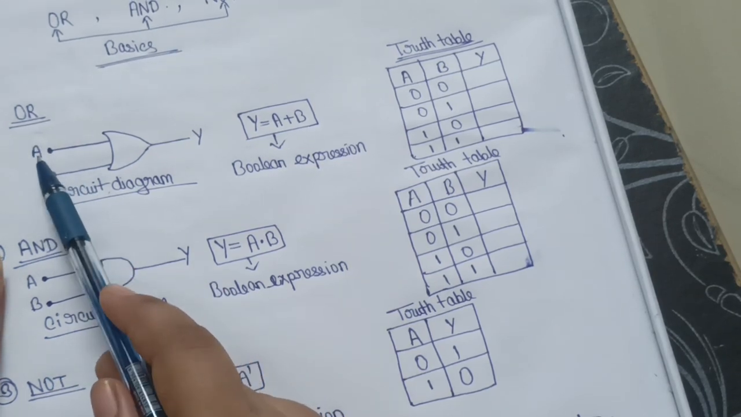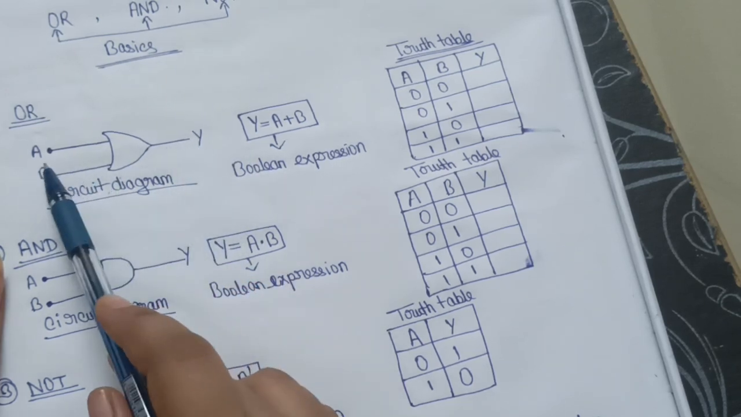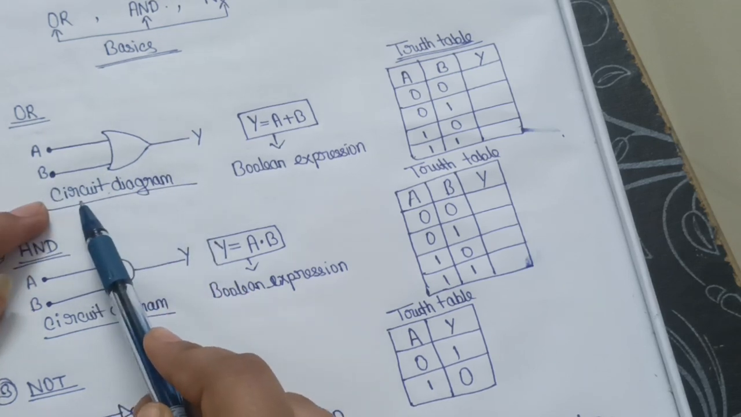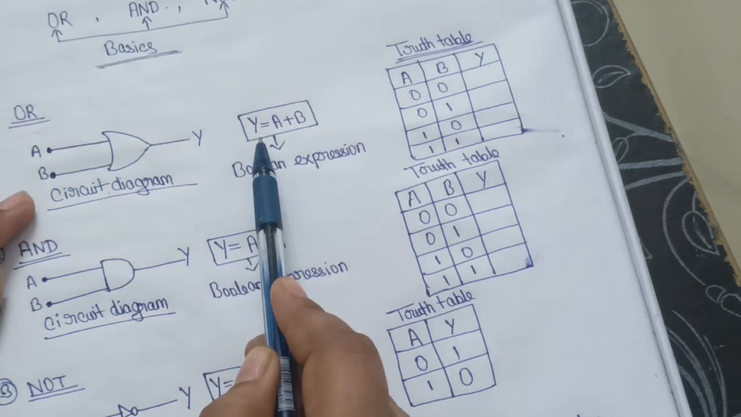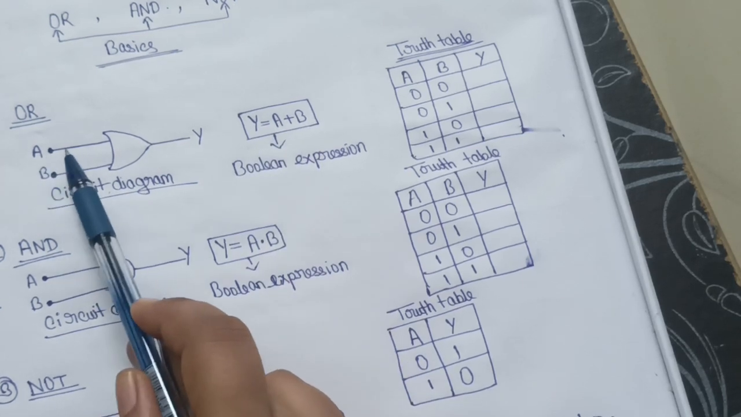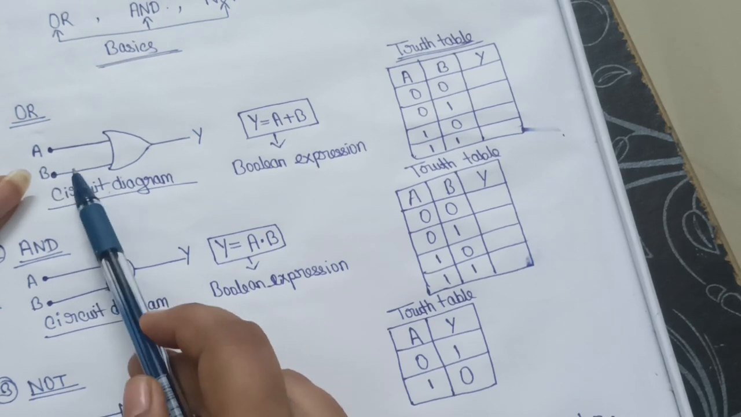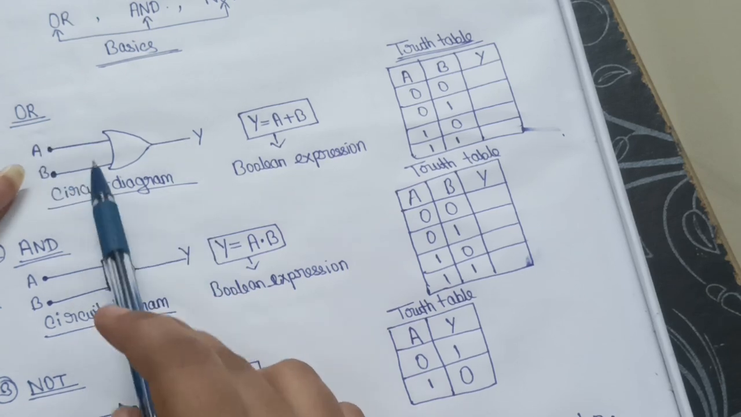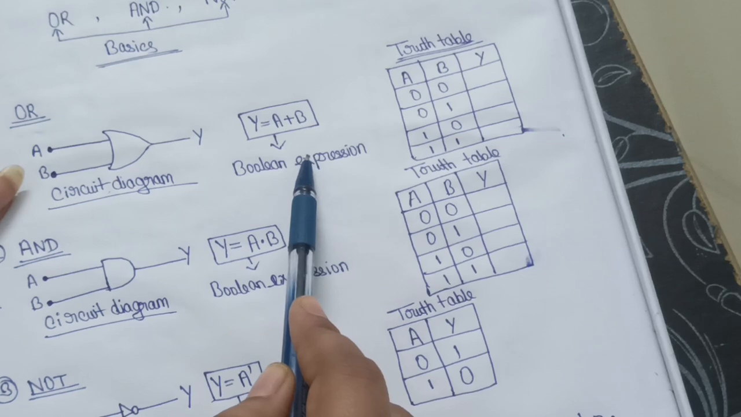In the OR gate, A and B are the inputs and Y is the output. This is the circuit diagram of the OR gate. Its Boolean expression is Y equals A plus B, where A is the first input and B is the second input. So when both are added, it equals Y. Okay, so this is the OR gate diagram and this is the expression.